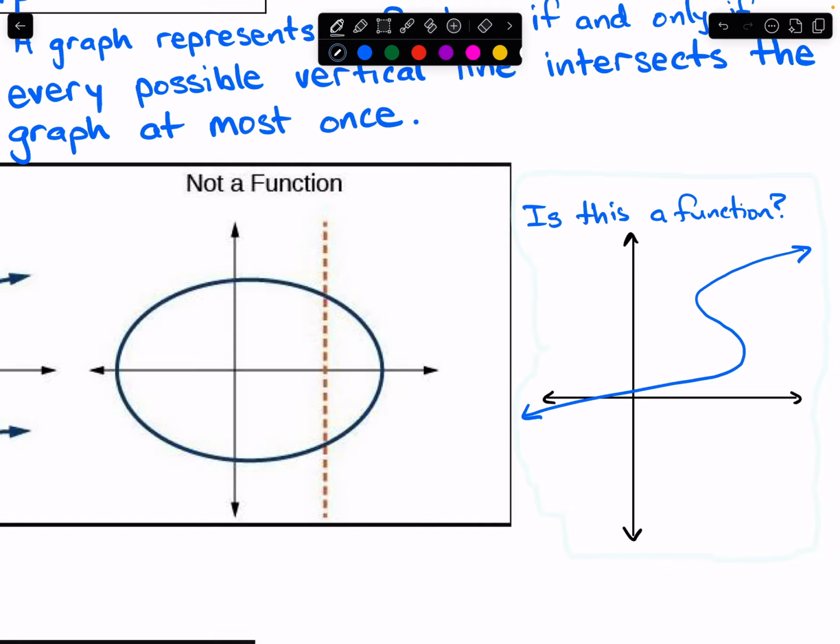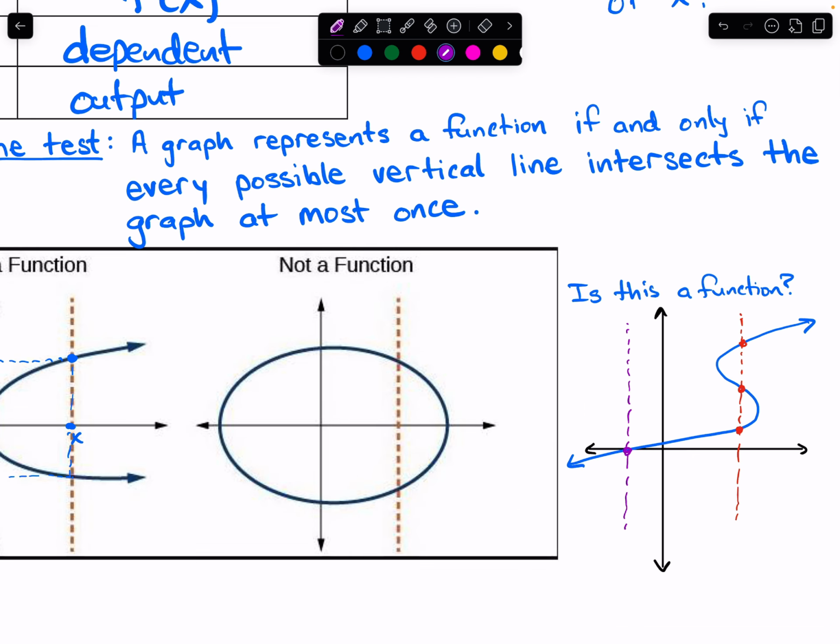All right, so this is actually not a function because there is a vertical line that could be drawn that crosses the function more than once. This red line here crosses twice. This is a little bit tricky because if you think of the wrong vertical line, let's say, I'll do it in purple here, here's a vertical line that does only cross once. But if you look back at our definition of the vertical line test, every possible vertical line can only intersect once. So even though you have an example of one line that crosses once, here's a different example where that's not the case. And so we would say that no, this is not a function.